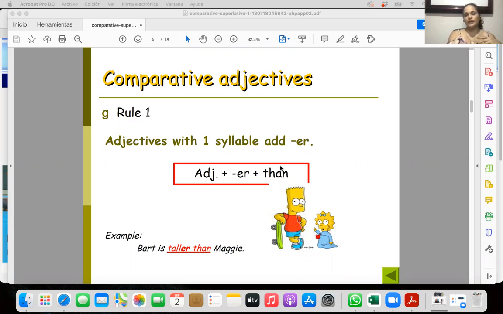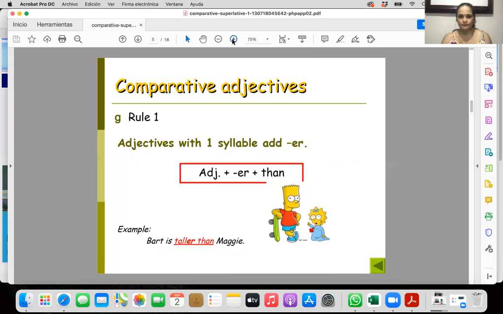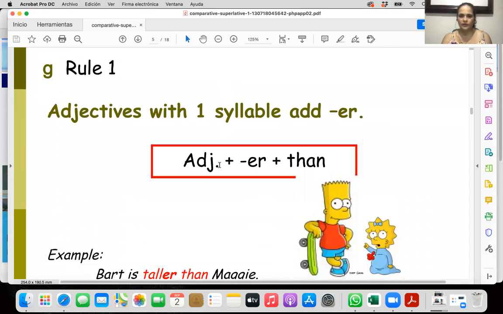Why? Well, because if we don't put this than, there will be no comparison. The sentence and the comparison will be incorrect. So for example, we have here Bart is taller than Maggie. Now, I want you to look carefully at the sentence. Bart is taller than Maggie. Why do I want you to look at the sentence carefully?